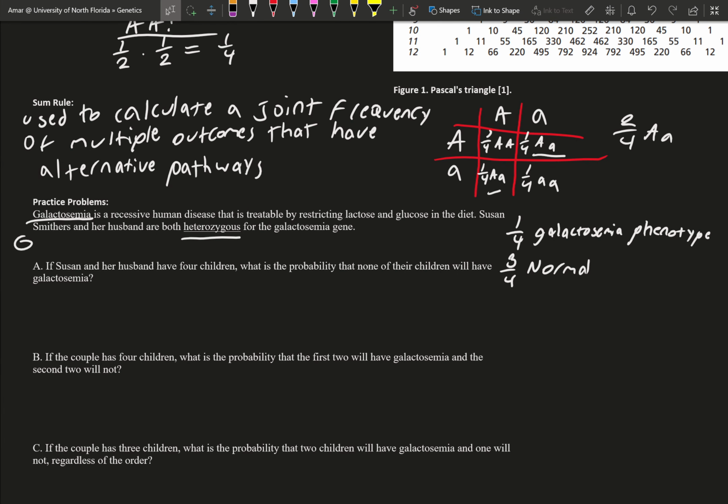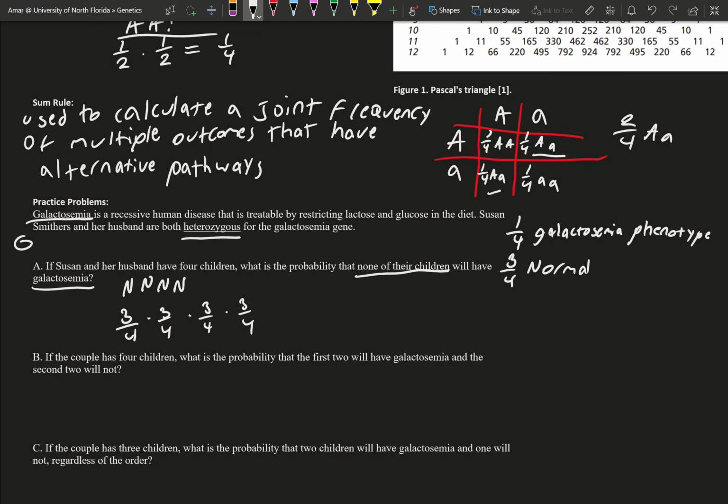So then the question is asking, what is the probability that none of their children will have galactosemia? So in other words, what is the probability that all 4 of their children, I think, yes, 4 children, will be normal? Because we want a specific combination of normal, normal, normal, and normal, it'll be 3/4 times 3/4 times 3/4 times 3/4.